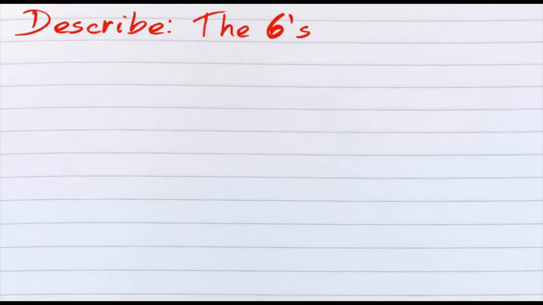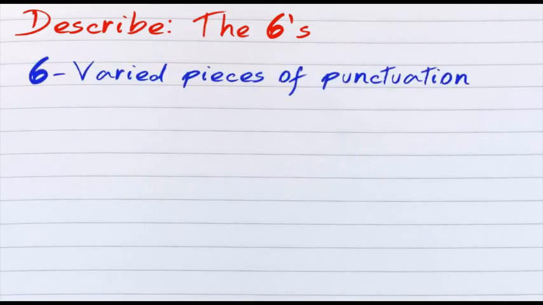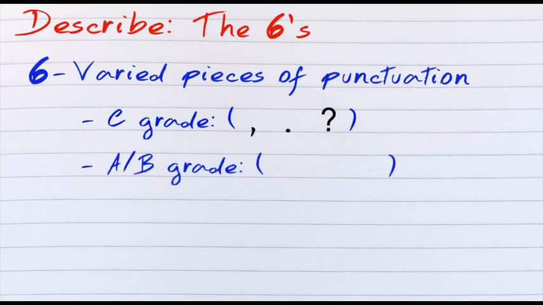So the key one is to use 6 varied pieces of punctuation. This doesn't mean you can use only 6 or more than 6, etc. You use 6. Now the simple ones, which kind of lift you up to a C, are a comma, a full stop, and a question mark. Very simple, and they're kind of C-worthy language control. To get higher than a C, you'll be looking at using semicolon, colon, an exclamation mark, and a dash.